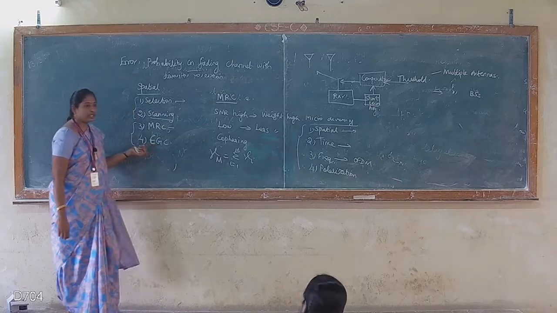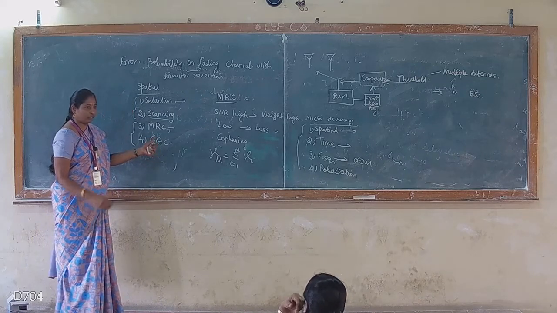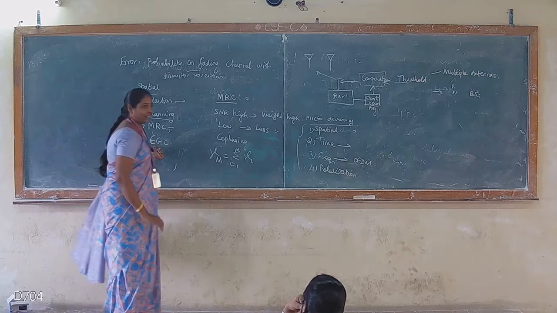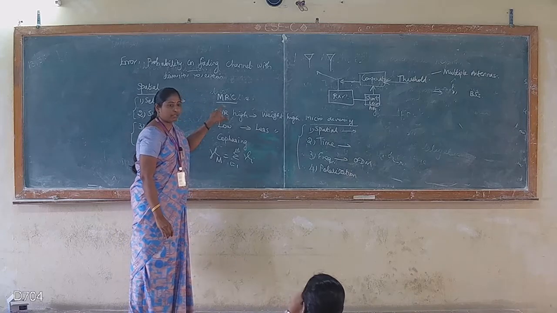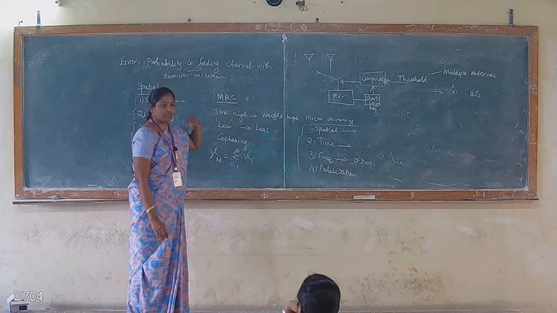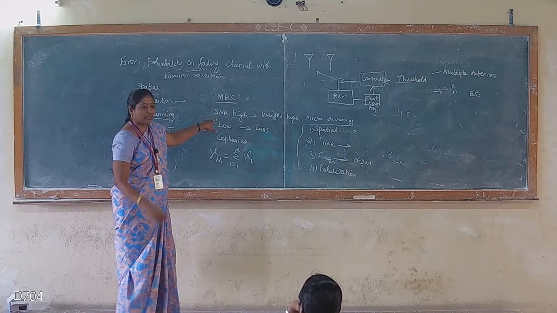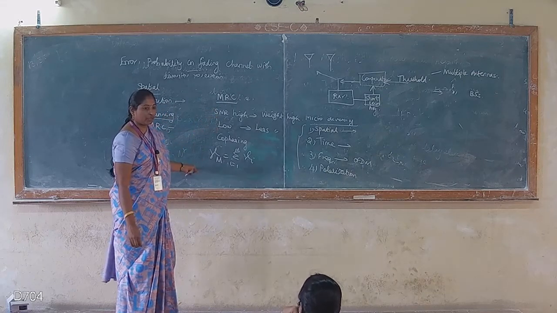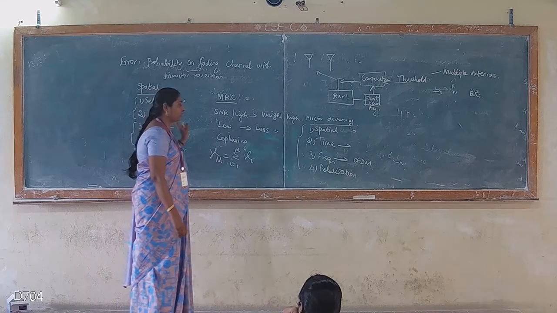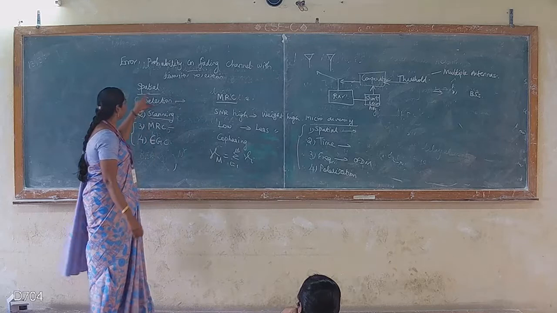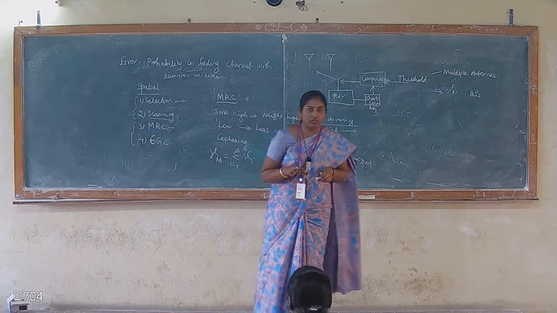The next one is EGC. In EGC, the principle is the same as MRC, but there is no weighting. Here the weight is uniform for all the branches, whereas in MRC every branch has a different weight. Here all the branches have unity weight. So that is the principle of EGC. These four are the different spatial diversity techniques. So that's all about today's portion.